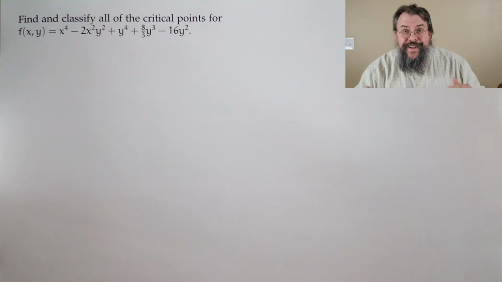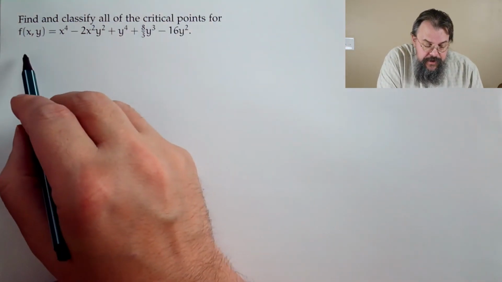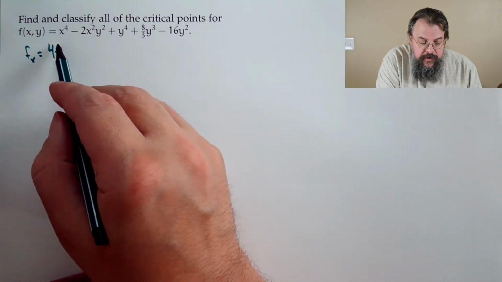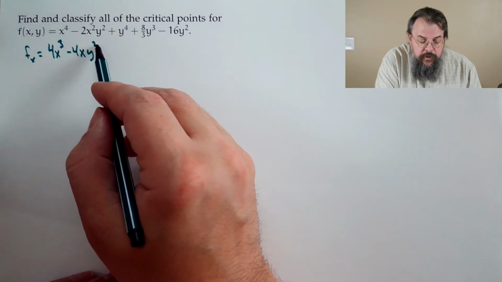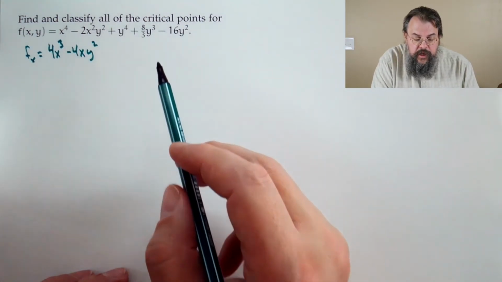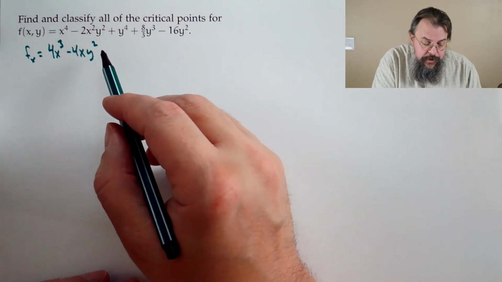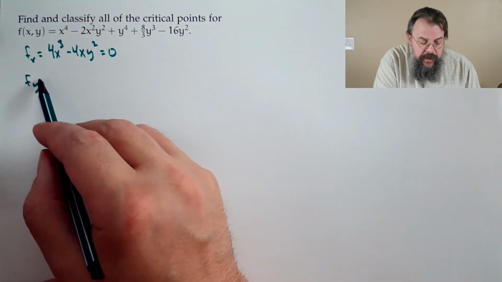Same process, right? Set the partial derivatives equal to 0. 2 equations, 2 unknowns. Life is good. f sub x is 4x cubed minus 4x y squared, nothing else. Wow, that's really beautiful. Good. Well, we're going to come back to that one.